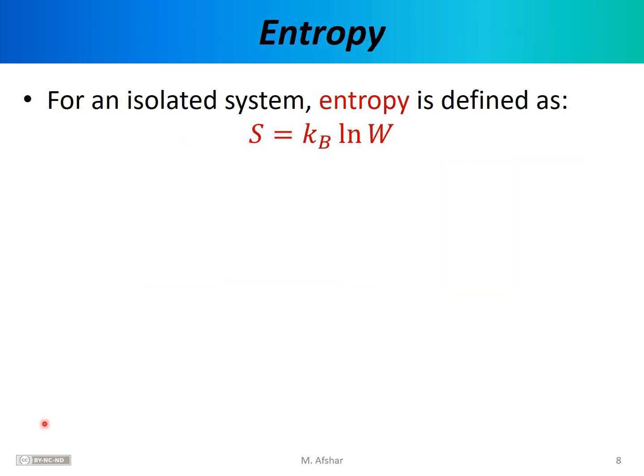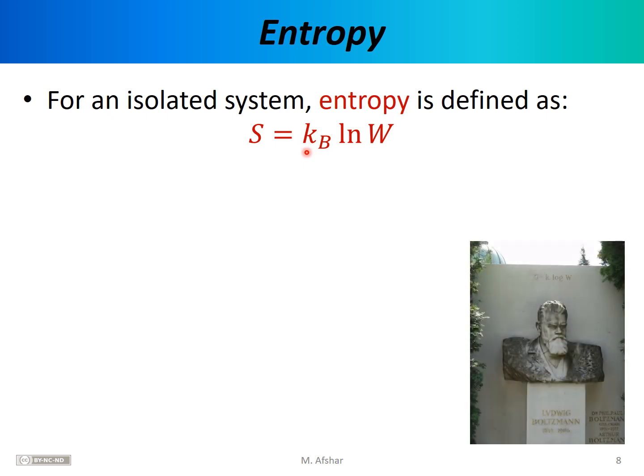So at last, we're in a position to define entropy. For an isolated system, entropy is defined by this equation. We're using the letter S to denote entropy. As I've said, W refers to the number of microstates or microscopic states that the system can be in. Since W is a very large number, we choose to discuss the natural log of W. And k_B, of course, is a constant you've already seen. It's known as the Boltzmann constant.